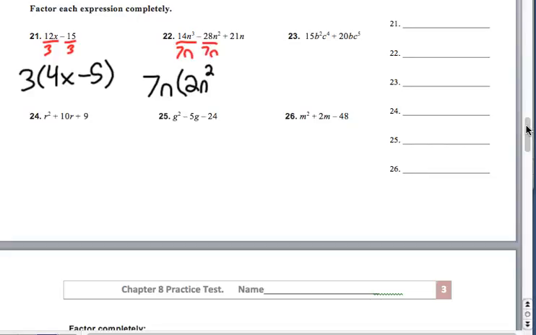Divide out a 7n. So 28 divided by 7 leaves me with 4. n squared divided by n, 2 minus 1, leaves me with n. And here, 21 divided by 7 leaves me with 3. n divided by n cancels out and just leaves me with that.